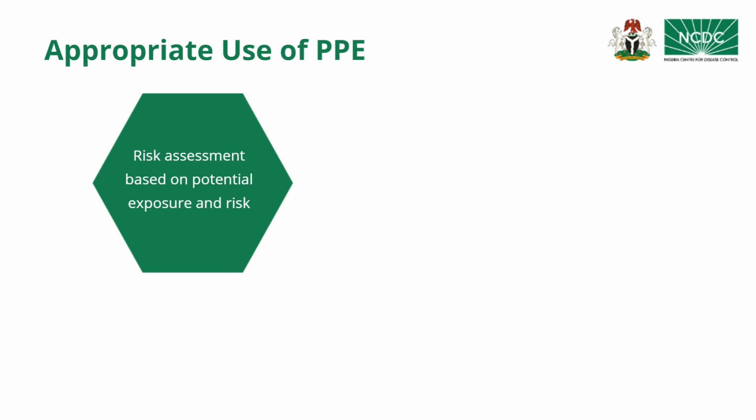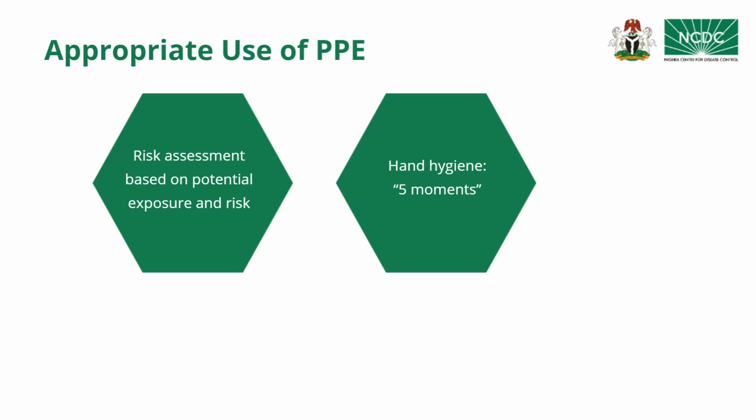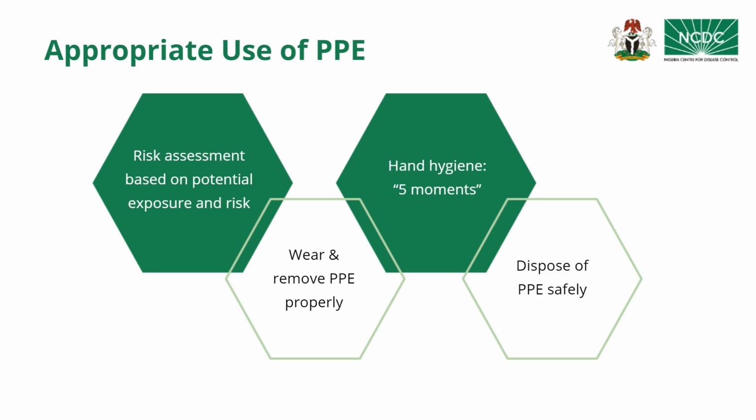Risk assessment based on potential exposure and risk must be carried out before donning PPE. Proper hand hygiene must be carried out before donning PPE and at all times as appropriate. Remember the 5 moments for hand hygiene. All PPE must be worn and removed properly using the correct techniques for donning and doffing PPE. After removal, all PPE must be safely disposed of in a designated receptacle or waste container.